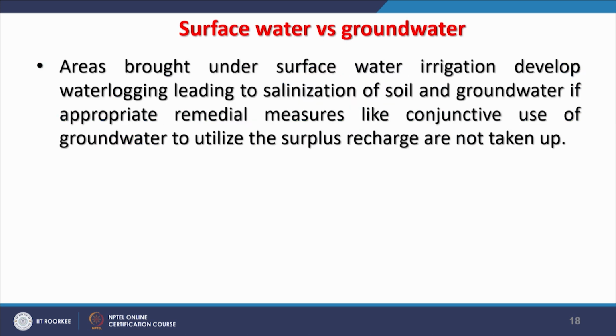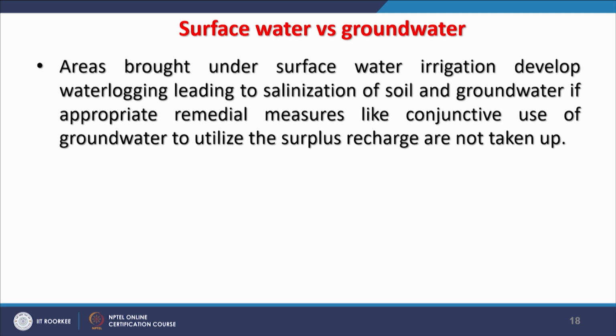The areas which have been brought under surface water irrigation development programs in recent years have created waterlogging. In earlier lectures, I gave the example of some parts of Punjab and Haryana, where because of intense irrigation, waterlogging and salinization of soil have become a problem, and that part of the country has become almost a kind of desert, because salts a few inches thick have come up on the surface, and therefore you can't grow any crop there. So, it is not good.